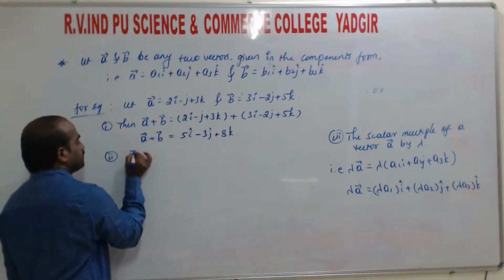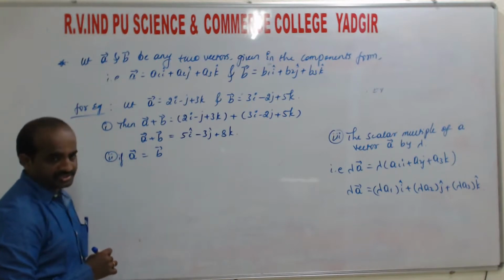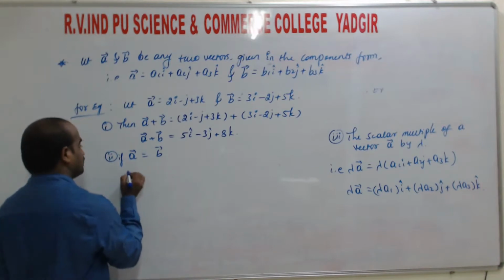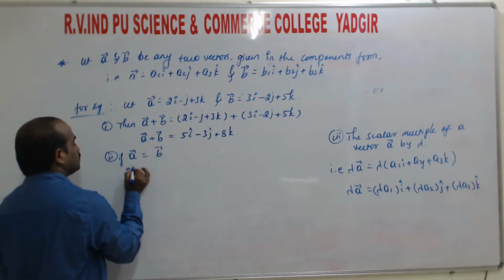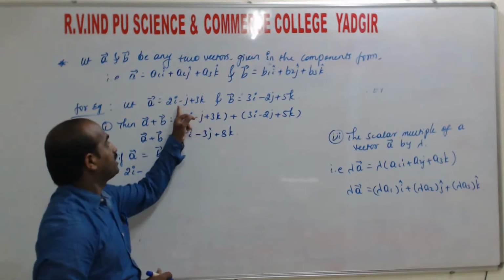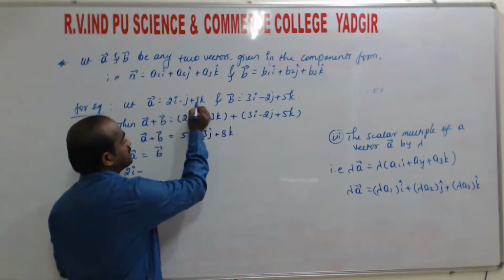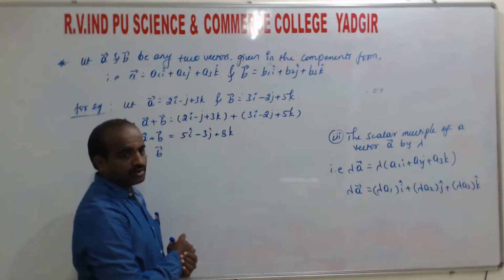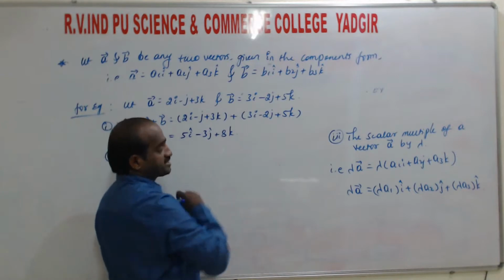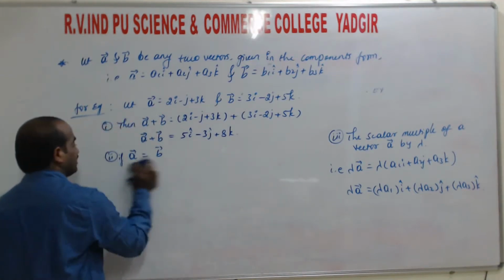Second, if a vector is equal to b vector, we know a1 equals b1, and so on. For example, if a vector is 2i minus j plus lambda k, and in the other vector xi is there, then find out the lambda and m values, or x and y values.